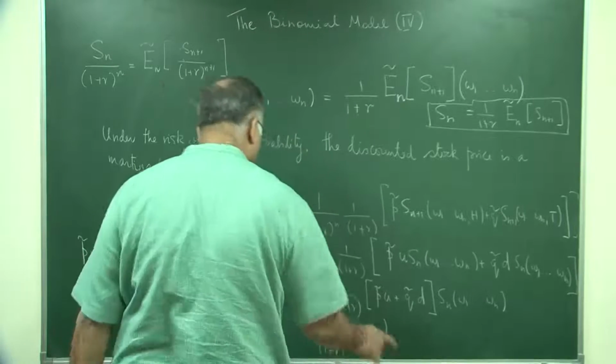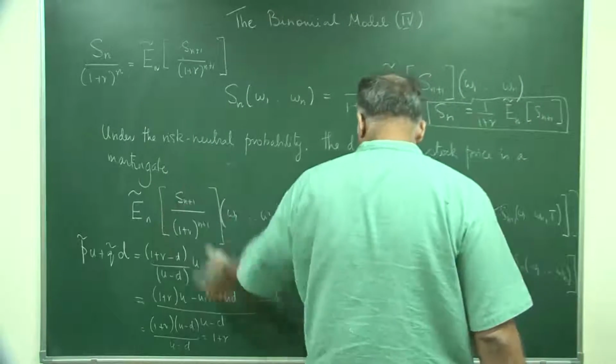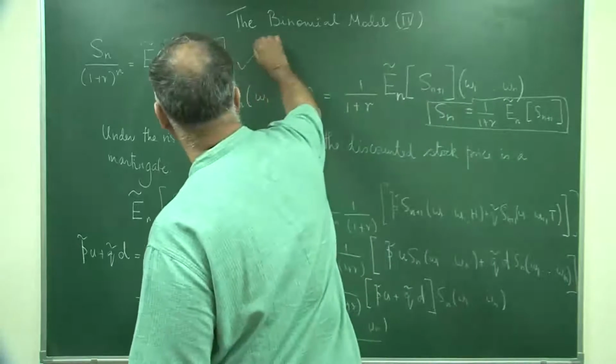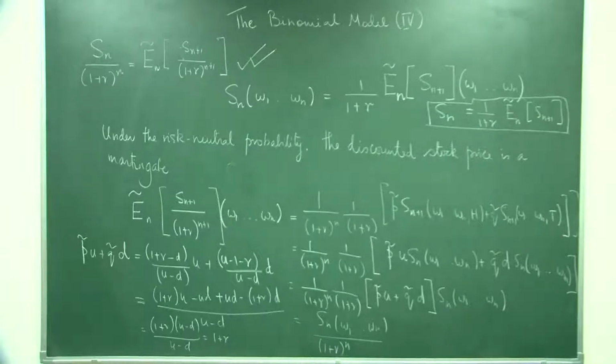So, this occurs for omega 1, omega 2, and all possible combinations. So, this random variable is exactly equal to this random variable, that is exactly the type of thing that we had wanted. So, it shows that it is a martingale.